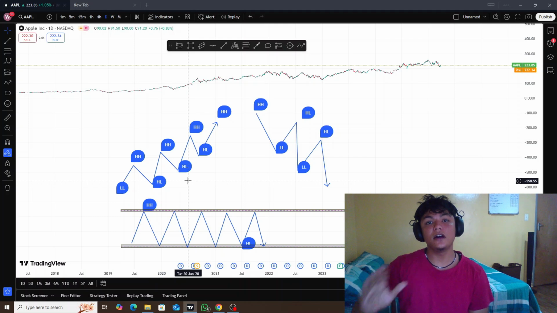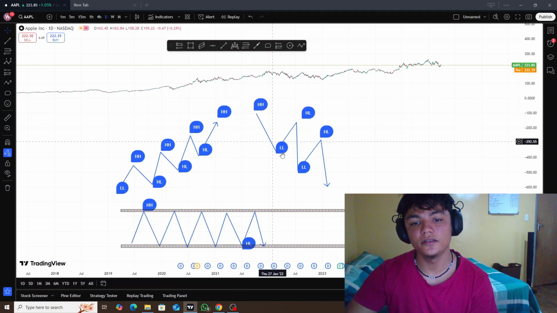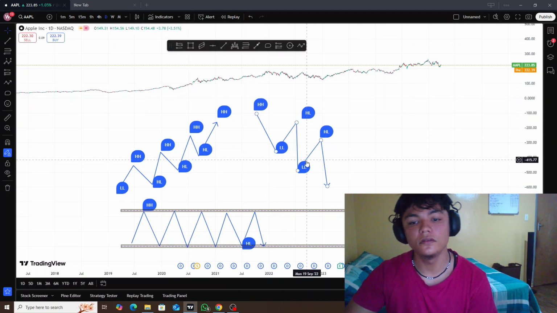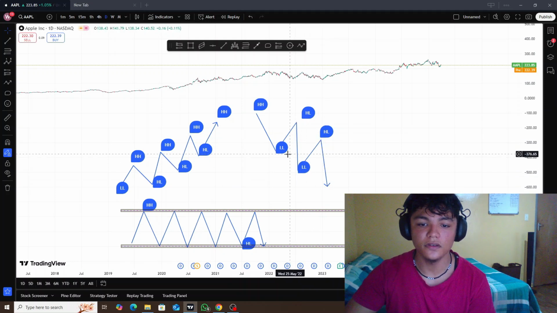And with the downtrend, it's just the inverse of an uptrend. So it's a higher high, then a lower low, higher low, lower low, higher low, then a lower low, because this low is lower than that low.